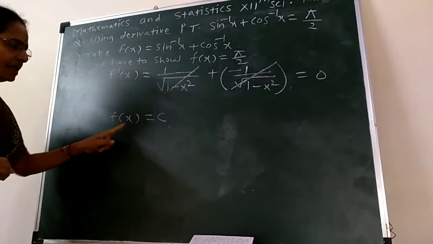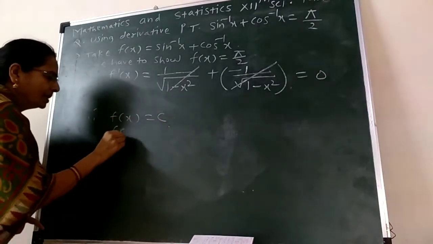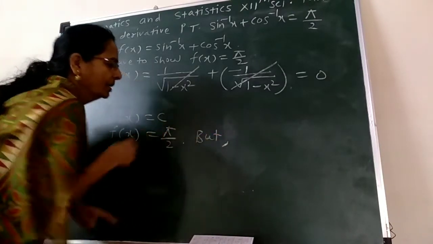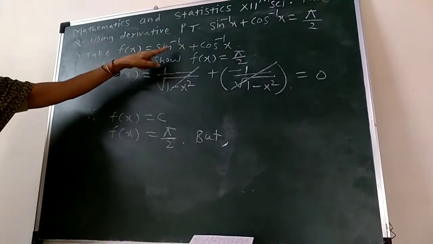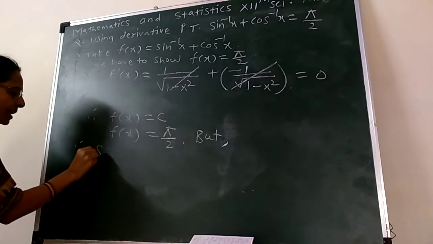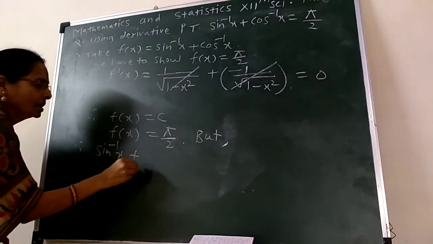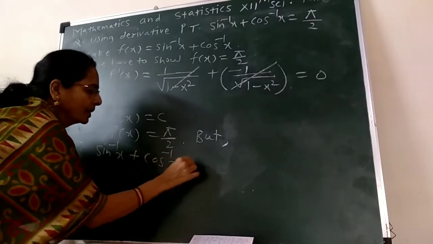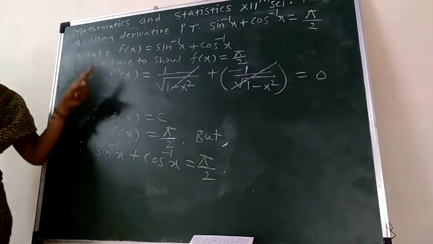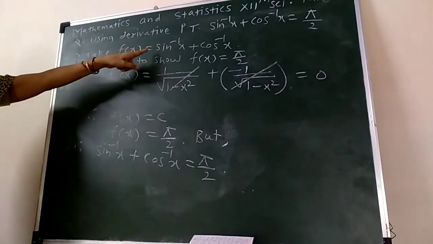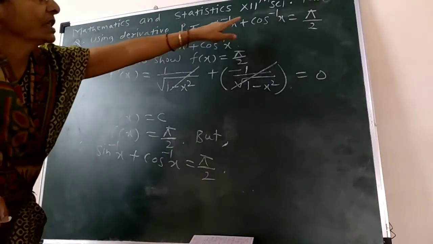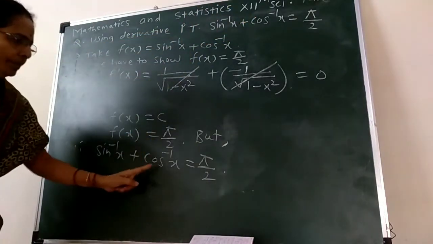Therefore, f(x) is equal to c. f(x) is equal to pi by 2. But f(x) is this value. Therefore, f(x) is sin inverse x plus cos inverse x is equal to pi by 2. So we had to show, and we showed here, f(x) equal to sin inverse x plus cos inverse x is equal to pi by 2.